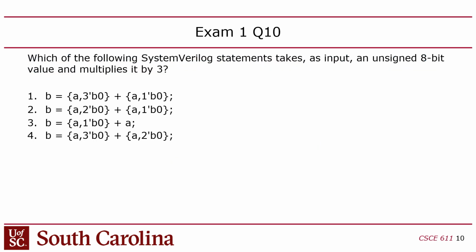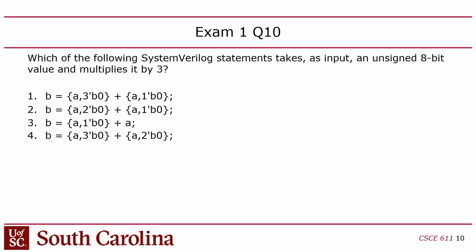Which of the following SystemVerilog statements takes as input an unsigned 8-bit value and multiplies it by 3? Okay, this one is technically more of an arithmetic question. Not a great question, but it shows you a quick and dirty way to multiply by a constant. I mentioned that you can multiply by powers of 2 by shifting left, but 3 is not a power of 2. So how would you multiply by 3? Well, you have to break it down into powers of 2.